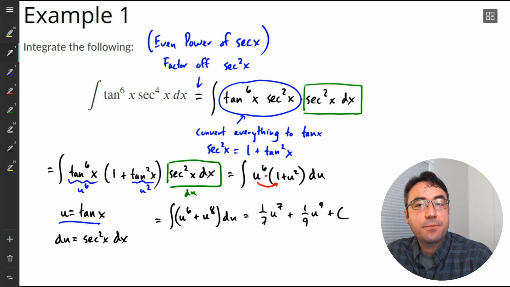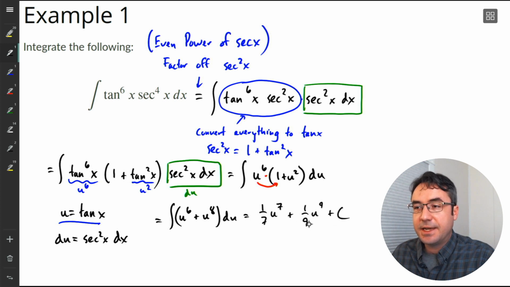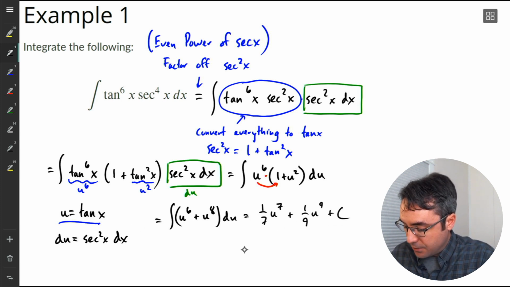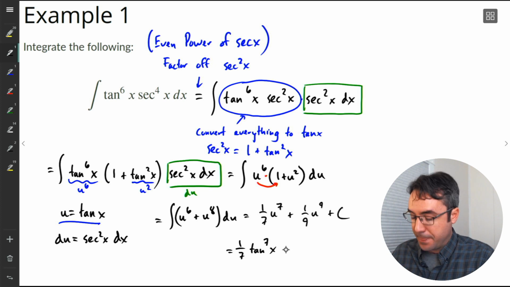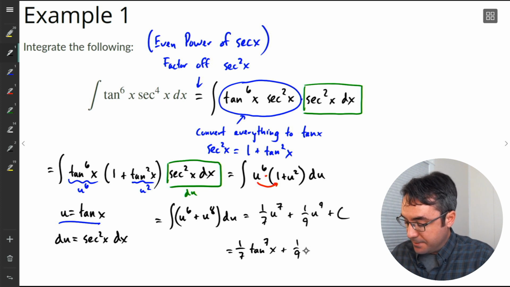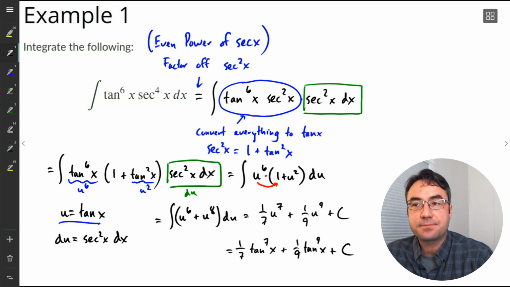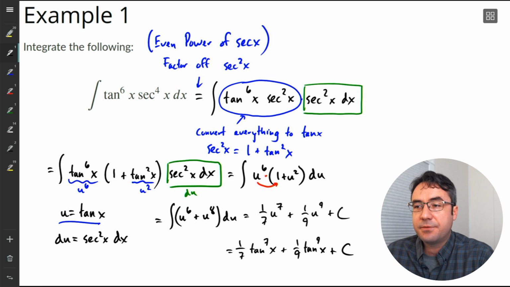And then finally we convert back. So this is just regular substitution. We're going to convert this antiderivative back to our original variable, which was x. So we end up with 1 over 7 tangent x raised to the power 7 plus 1 over 9 tangent x raised to the power 9, and plus c. So there we go. We have our antiderivative.